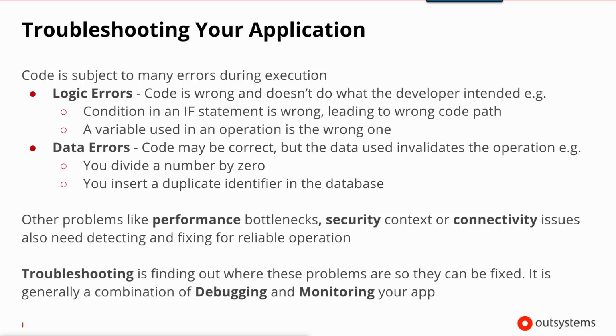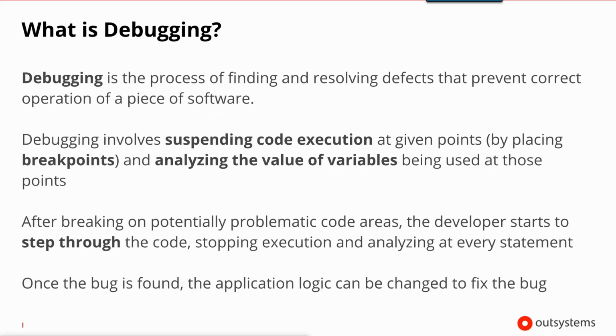Troubleshooting is the process of finding these errors and addressing them. And normally it boils down to the process of debugging and monitoring the life of an application. So what is debugging? Debugging is the process of finding, with the intention of resolving, the defects that are preventing the correct operation of a piece of software.